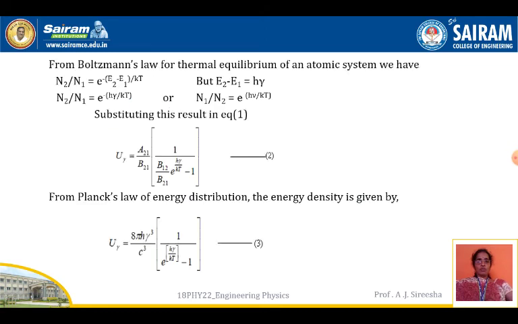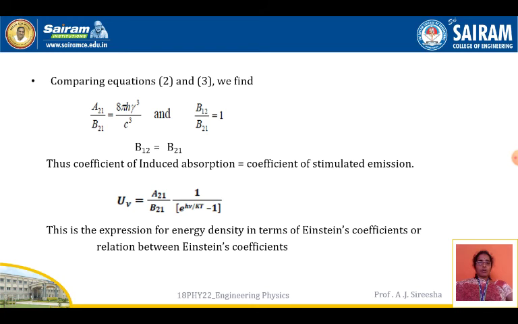Now I'll explain how these two have been compared. If you look at equations 2 and 3, the left hand side u nu remains the same. Coming to the common value A21 by B21, comparing with equation 3 before the bracket, 8 pi h nu cube by c cube is taken as A21 by B21. Now looking at the term inside the bracket, if you compare the coefficient of e to the power of h nu by kT from 2 and 3, we can make B12 by B21 equal to 1. This is how we compared both equations and got the relation between the Einstein's coefficients.